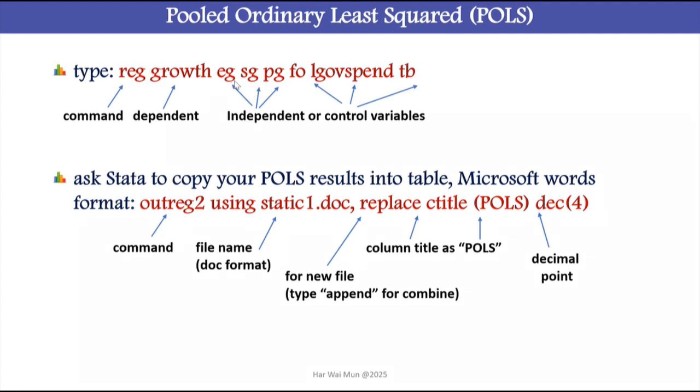You are only interested in these three variables, but you also have to put in other variables like FO, government expenditure and trade balance, because from your literature these other variables also affect growth. If you ignore these control variables, their impact will go into your error term, and this will cause misspecification, and your interpretation of the result will not be accurate. Okay, so we do this one.